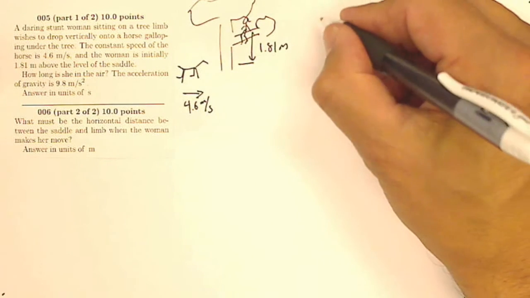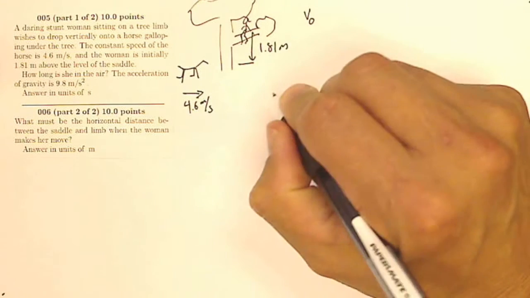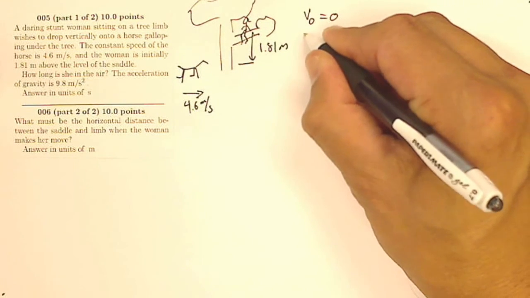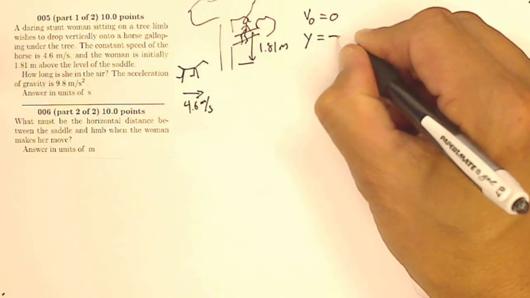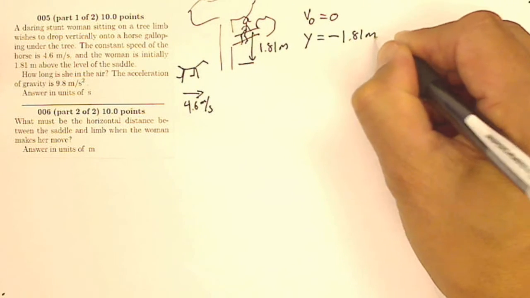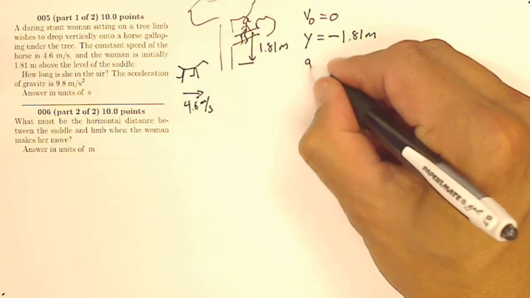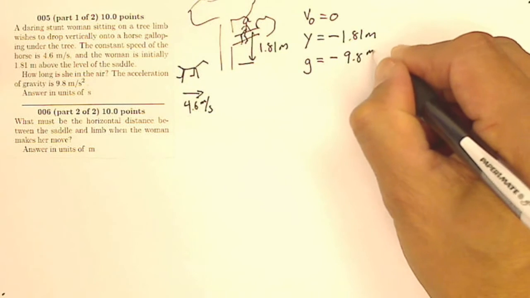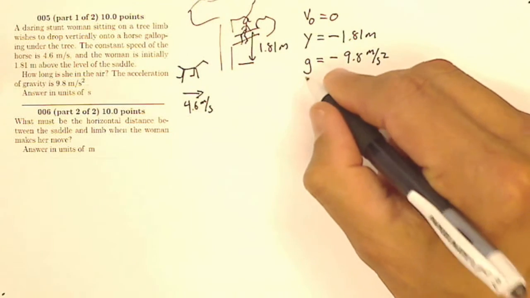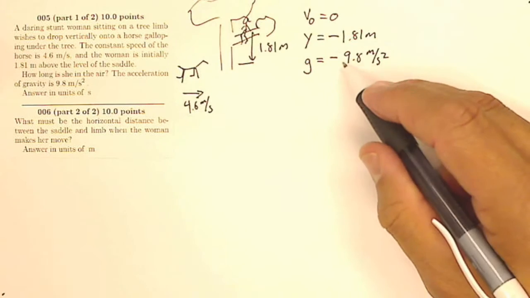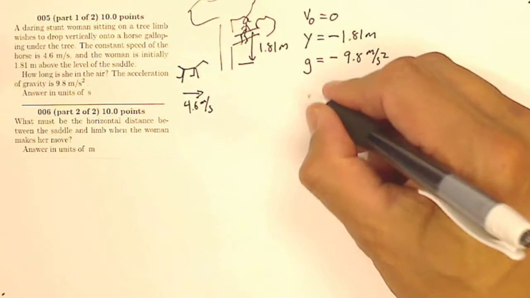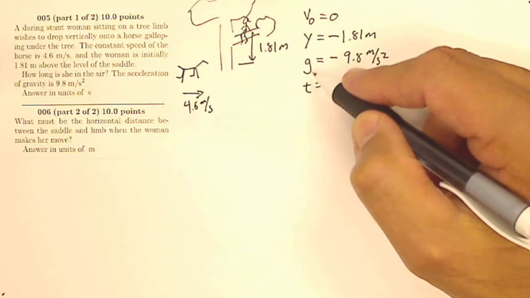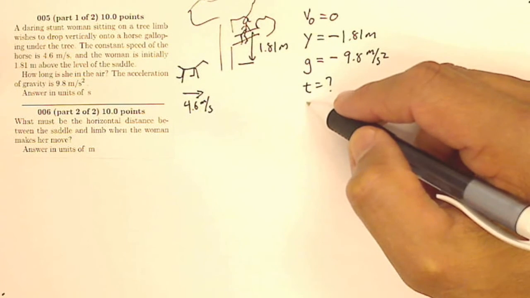So what I know is that her initial velocity is 0. I know that her displacement by the time she hits the horse is going to be negative 1.81 meters. And I know that her acceleration is going to be negative 9.8 meters per second squared, because gravity is down towards the center of the earth, so I'm going to enter it as a negative. What I'm looking for is how long is she in the air, so I'm looking for time. So I've got initial velocity, displacement, acceleration, and time is what I'm looking for.